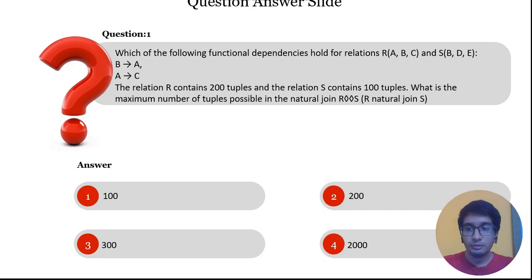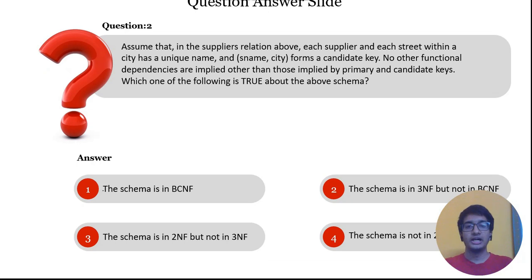Moving on to the third question that I picked. The third question is this: assume that in supplier relations above, each supplier in each street within a city has a dependent unique name.